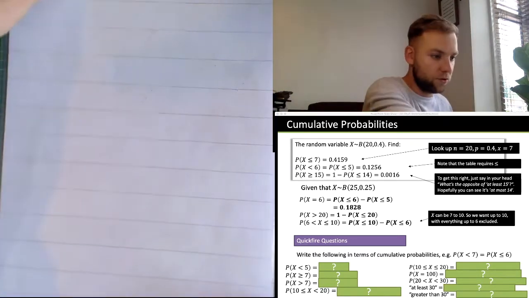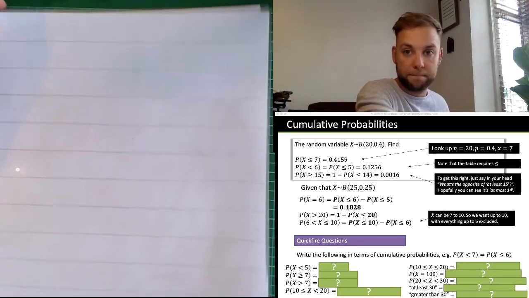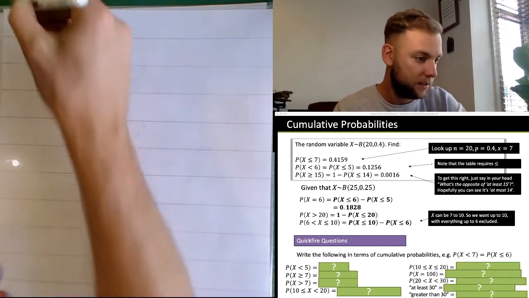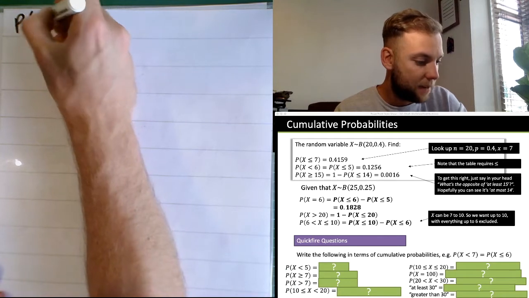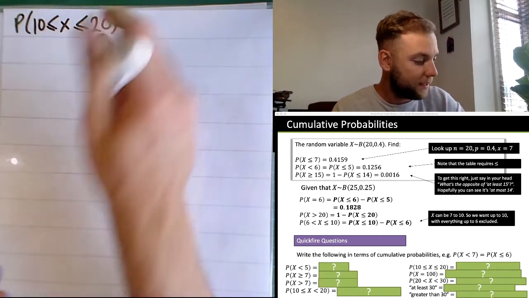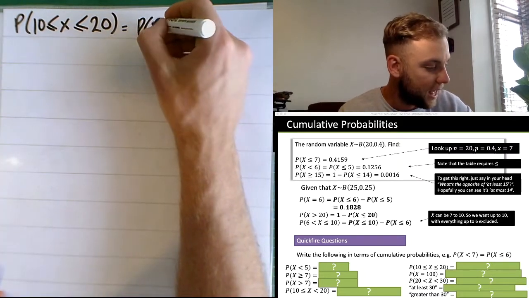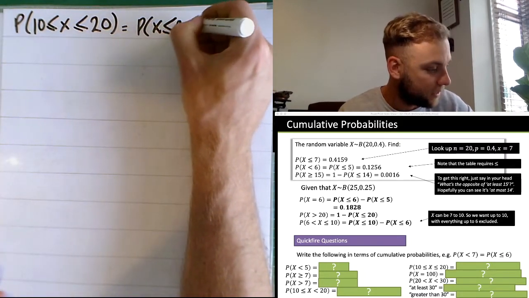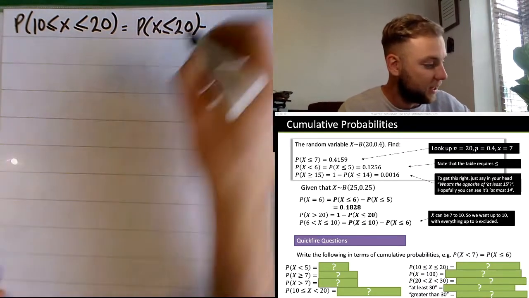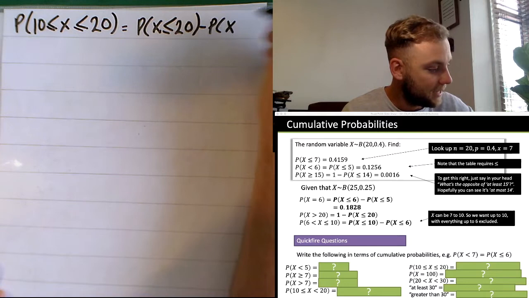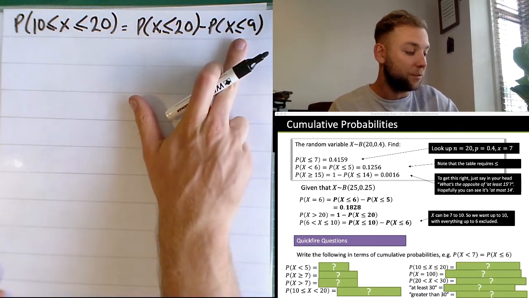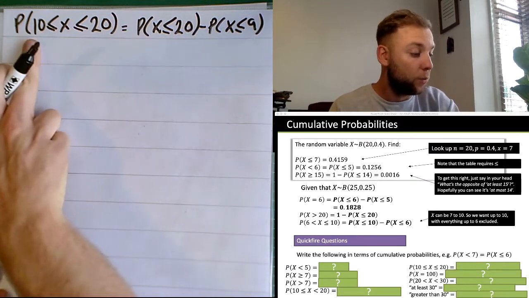Okay. Let's have a look at these next 4. Well, this first one's kind of, so here the probability, you see that yet? 10 being less than or equal to x being less than or equal to 20. Well, this is going to be the same as saying the probability that x is less than or equal to 20 minus everything which is less than or equal to 9. So the probability that x is less than or equal to 9.